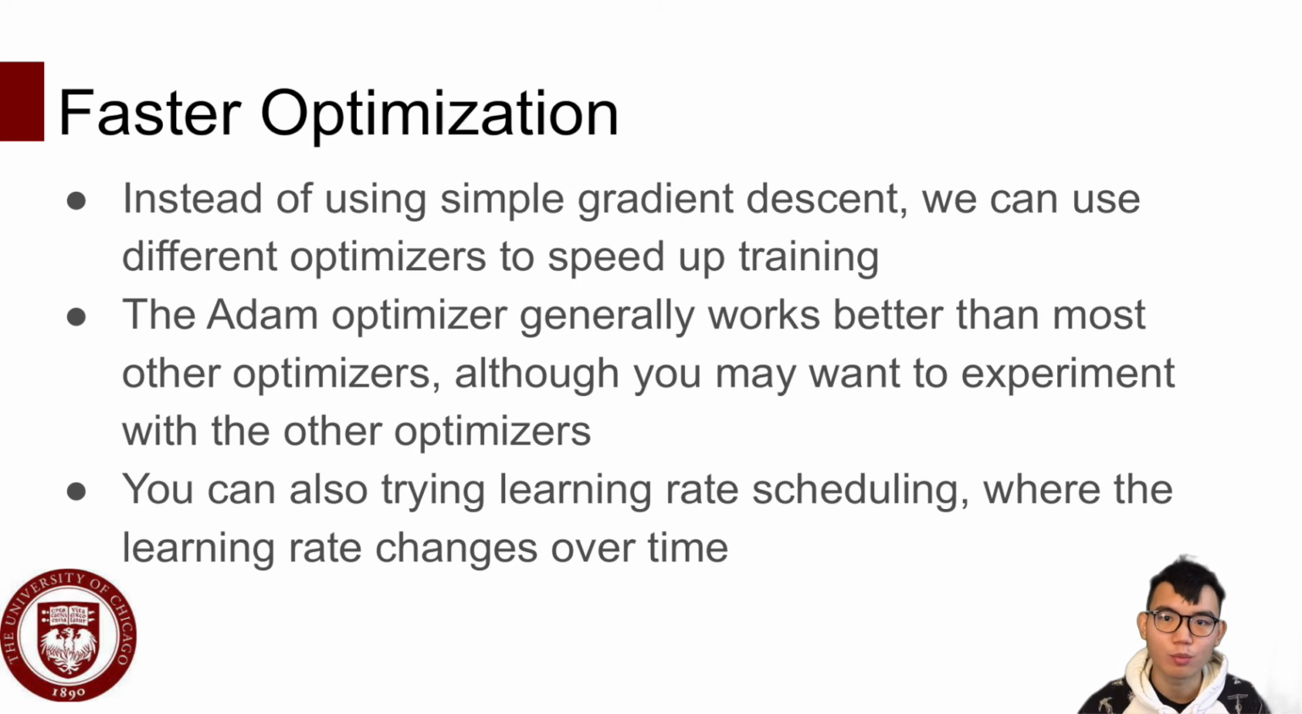Another way to improve training is by using a different optimizer. The simplest optimizer is the typical gradient descent algorithm, but there are many other optimizers to choose from. We won't go over the different optimizers, but the optimizer that you should use by default and you should try first is the Adam optimizer.